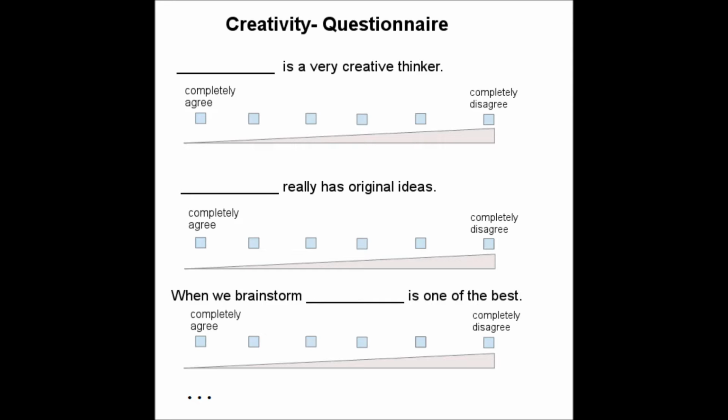Like, for example, person X is my colleague, Stephanie is a very creative thinker. And then there are 6 possibilities to answer, from I completely agree to I completely disagree. Another item might be my colleague, Norbert, really has original ideas. I completely disagree. He never has good ideas.